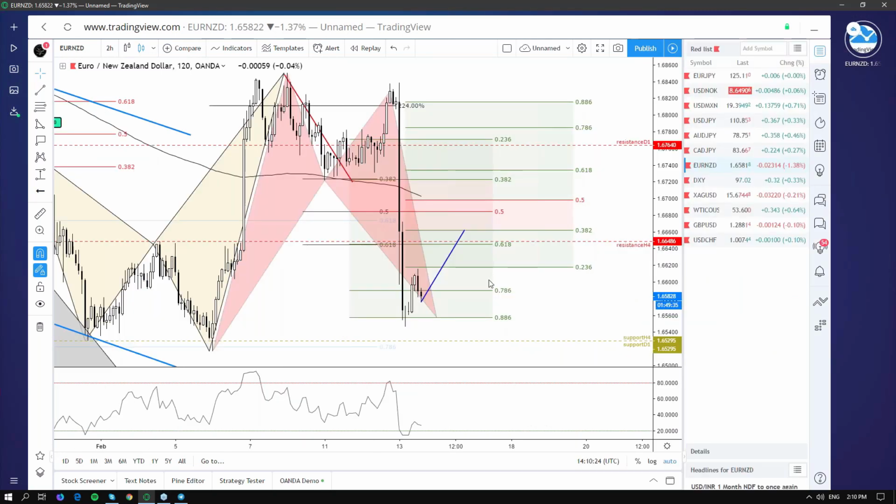This is Euro versus New Zealand. I expect... yeah, sorry, I apologize for the mix-up, but no problem. For me, there's no problem at all.